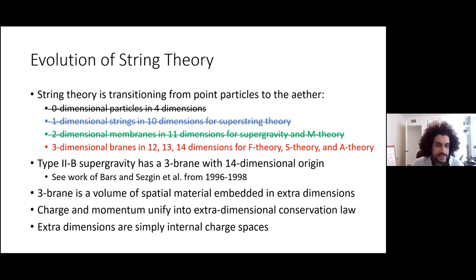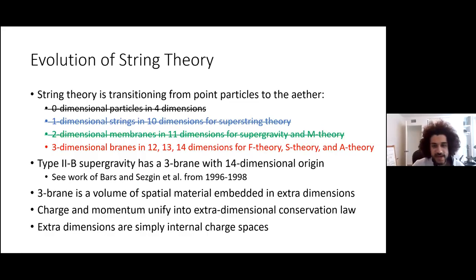So type 2B supergravity has this 3-brane, and M theory actually doesn't make contact with it. It's a little convoluted. It's claimed that M theory unifies all the supergravities, all the string theories, but when you actually study it, it's a little convoluted the way it's connected. There are these chains of dualities. So the superalgebra of M theory doesn't actually contain all the supergravity superalgebras. And the physically realistic ones involve this 3-brane.